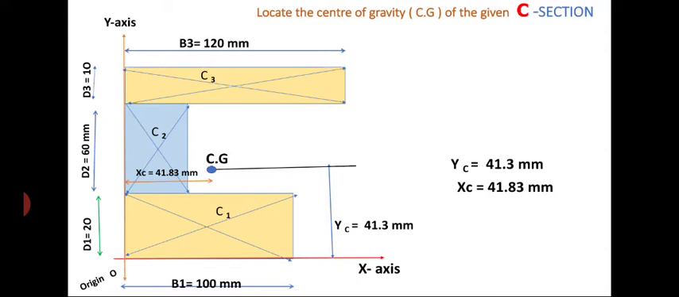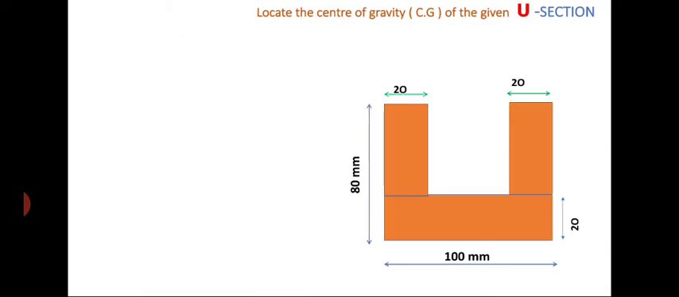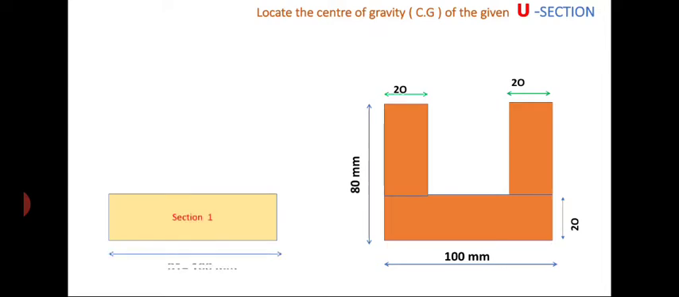In a similar way, I want to find the centroid or center of gravity of a U section. These are the dimensions for the U or channel section. First of all, the given section is split up into three small rectangles. That is the bottom rectangle as section 1. The dimensions are base b1 equal to 100 mm and d1 equal to 20 mm.